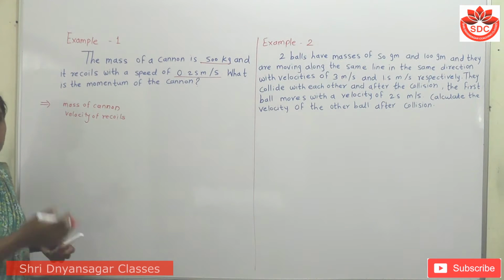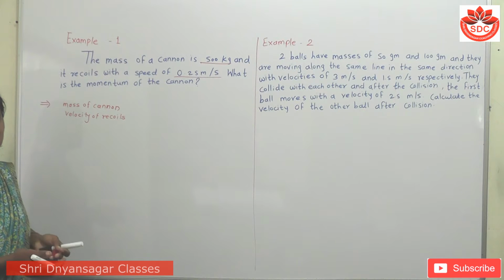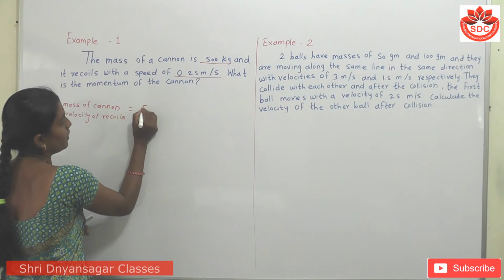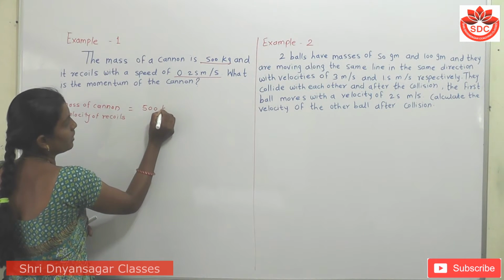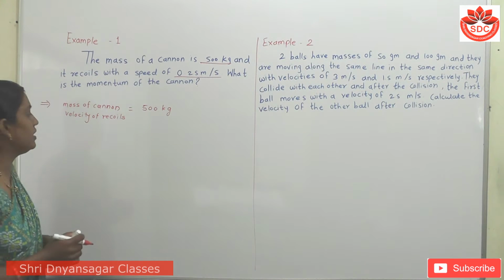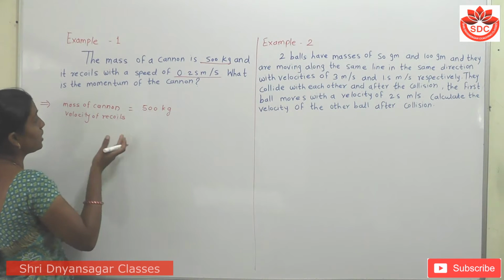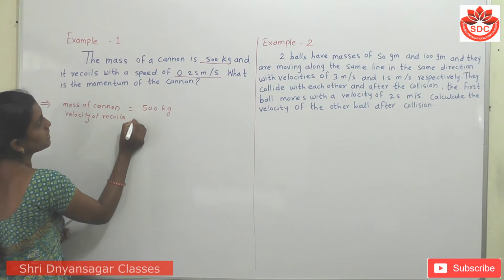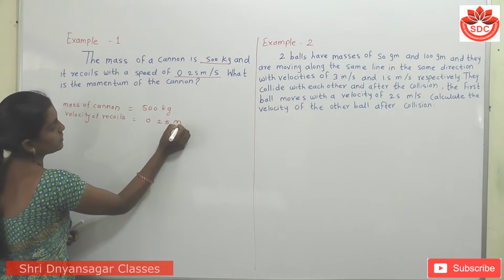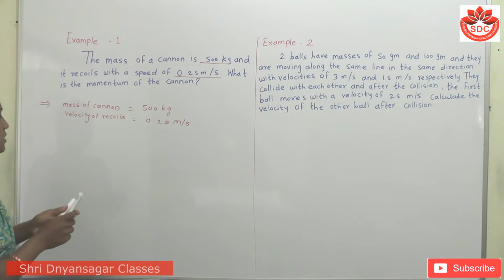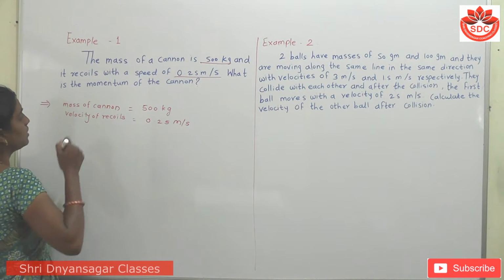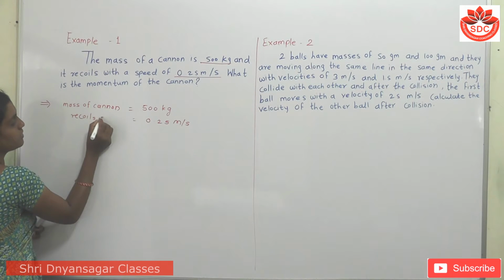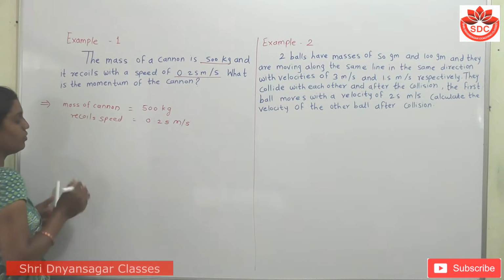So we have to find out the momentum. We know that momentum is the product of mass and velocity. So the mass of the cannon is equal to 500 kg. And the velocity of recoil, that is the recoil speed, is equal to 0.25 meters per second. So here we write recoil speed is equal to 0.25.